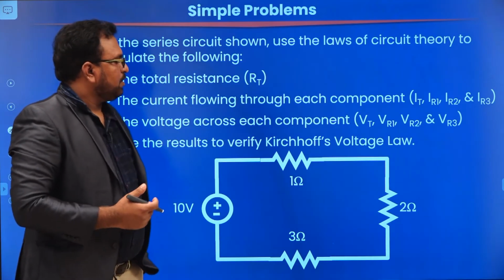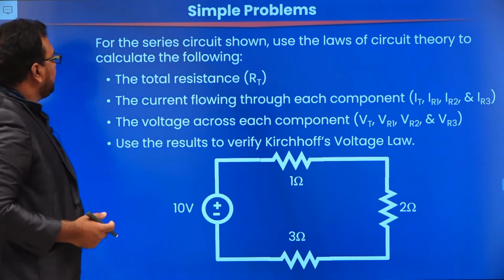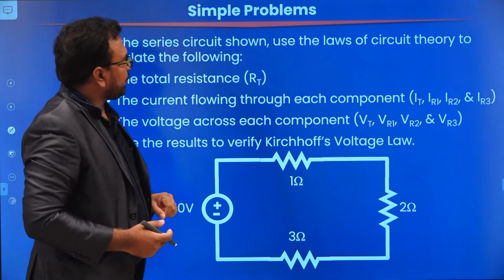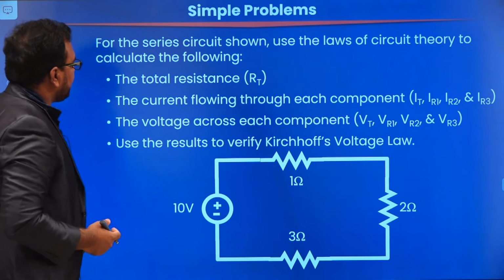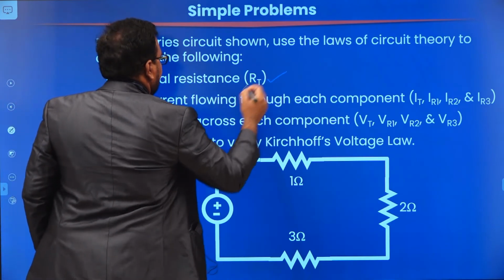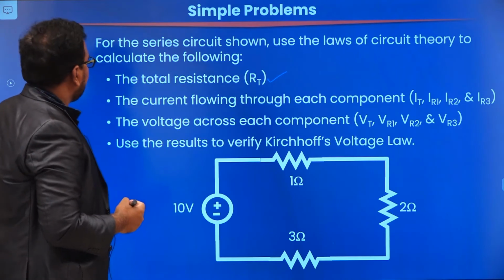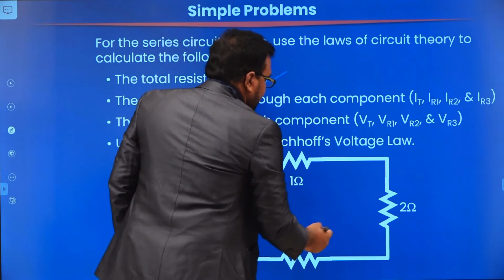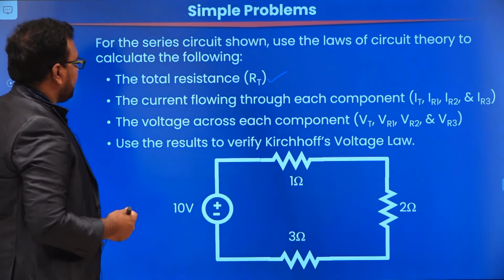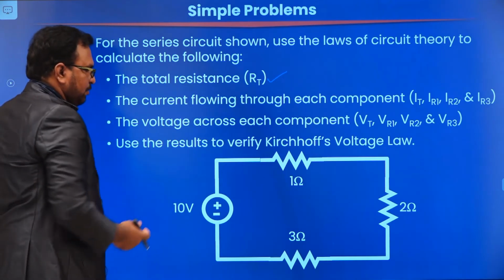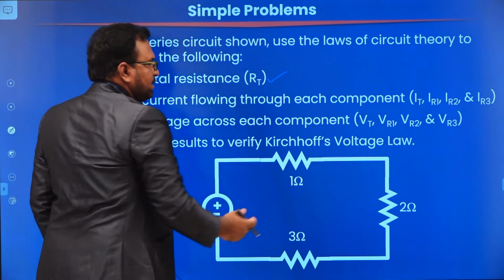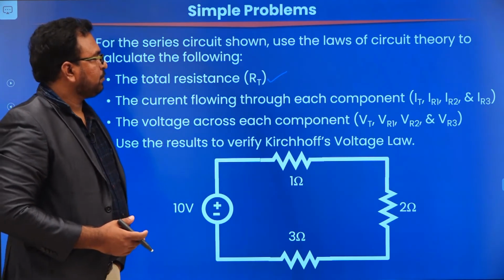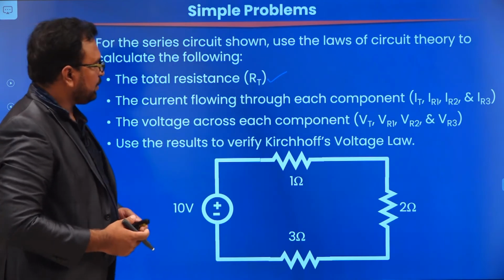Now let us solve some simple problems here. First problem. The problem is stated like this. For the series circuit shown, use the laws of circuit theory to calculate the following. The first one is the total resistance RT. Second, the current flowing through each component: current flowing through 1 ohm, 2 ohms, 3 ohms and the total current. Next, the voltage across each component: the voltage across the source and across the individual resistances as well. And use the results to verify Kirchhoff's voltage law. Okay. So let us solve this problem.